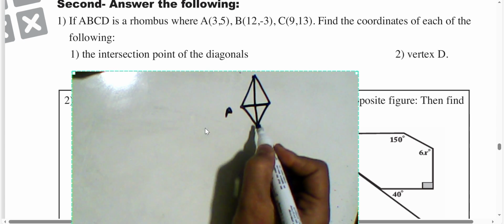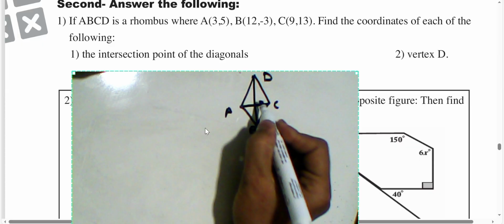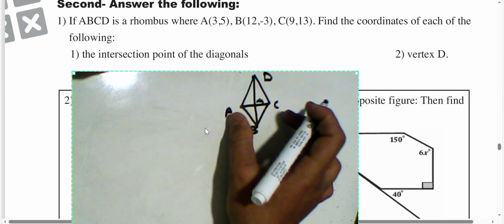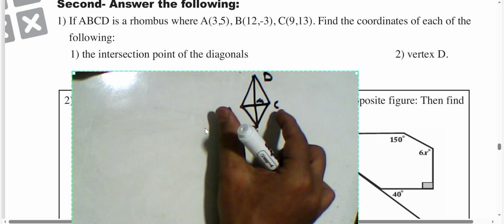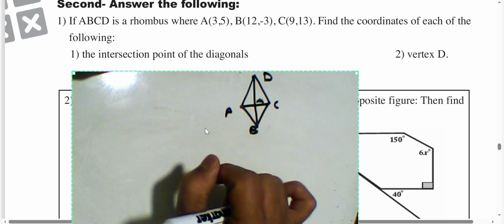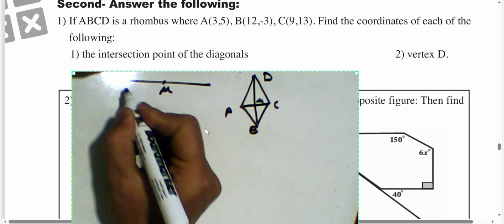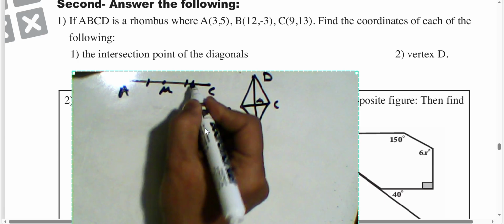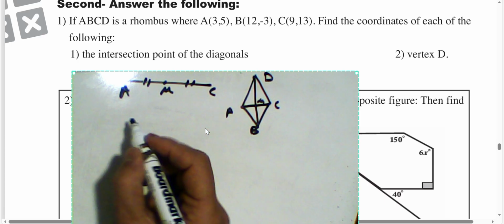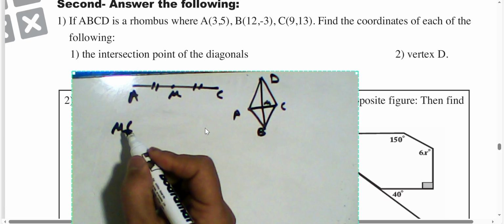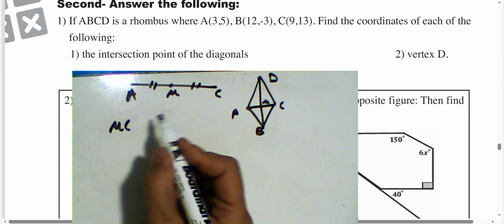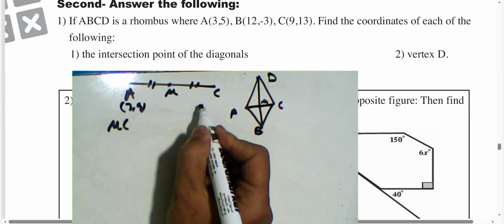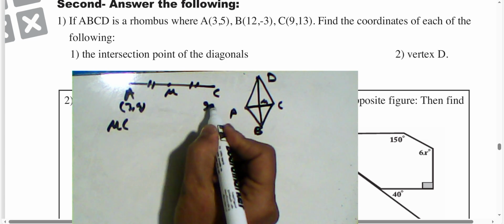Okay, we have A, B, C, D. The point here, M, will be the midpoint of AC and DB. He gave me A, B, C. Then we can find the midpoint between A and C. M, the intersection, is the midpoint between A and C. Okay, we have point M here between A and C. We have A and C. We can connect them together. We have here A (3, 5) and point C was (9, 13).